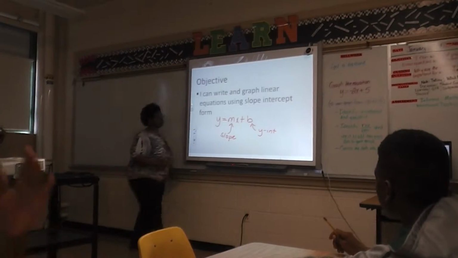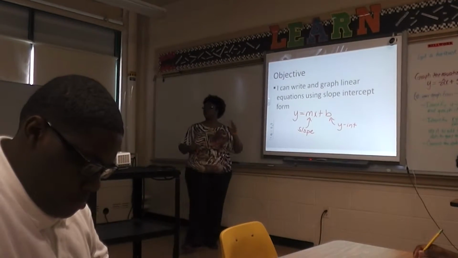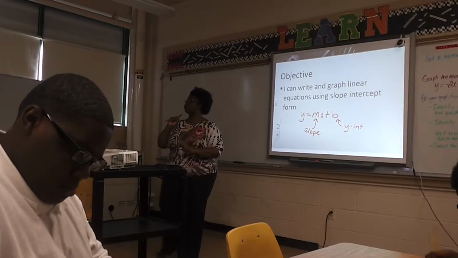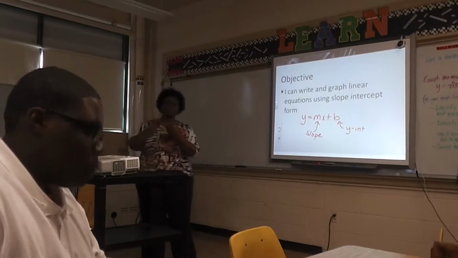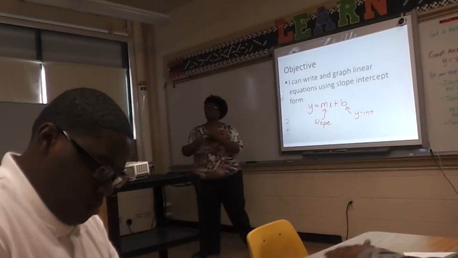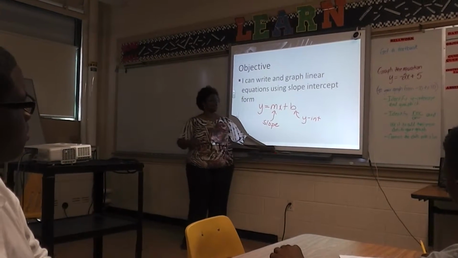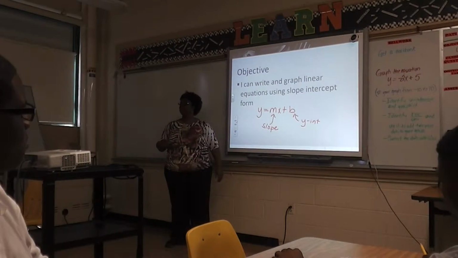Very good. So those are the two pieces of information we are most concerned with when we are writing equations in slope-intercept form. In order to write the equation, we need to know our slope and we need to know our y-intercept. Okay? So let's keep that in mind as we go, because we're about to get to our first example in just a second.